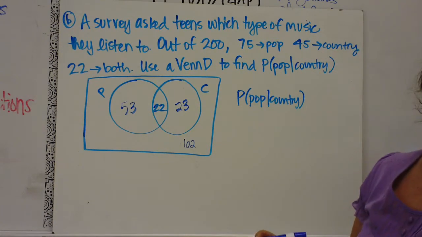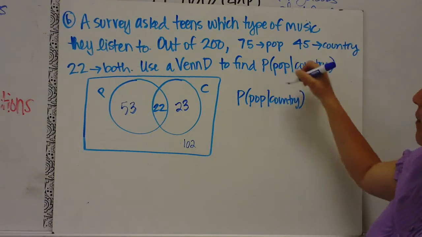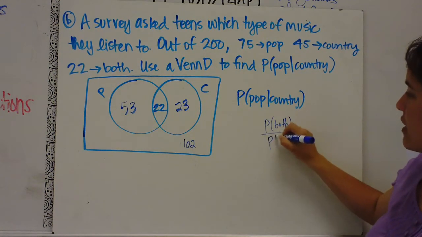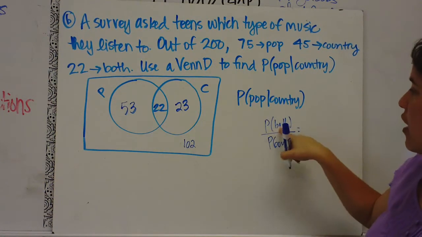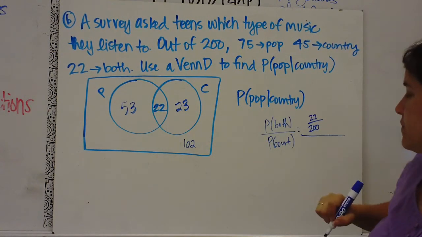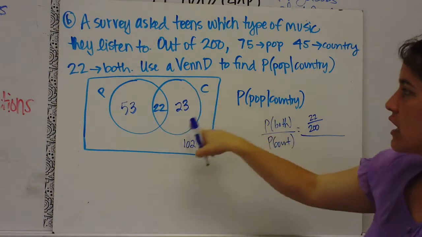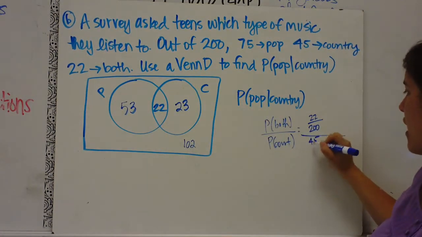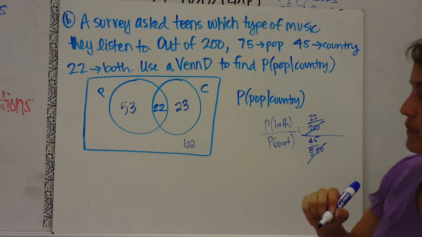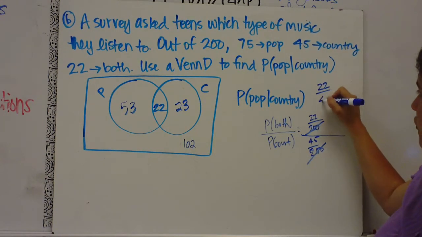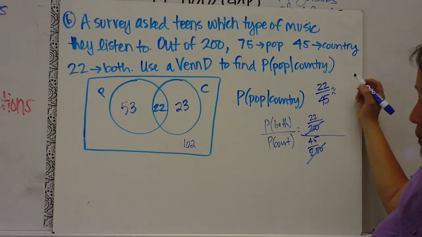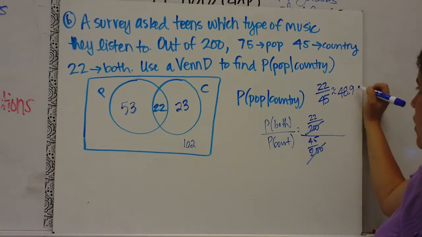To solve the probability of pop given country, we need the probability of both divided by the probability of country. The probability of both is 22 out of 200, and the probability of just country is 45 out of 200. The 200s can cancel, and we get 22 out of 45. And then to change that into a percent is going to be about 48.9%.